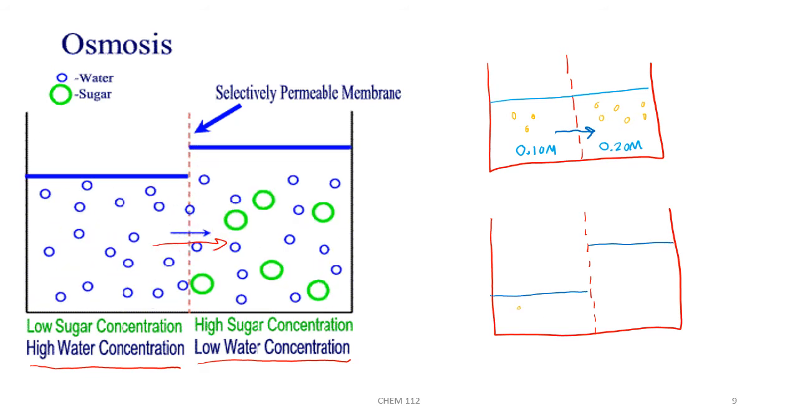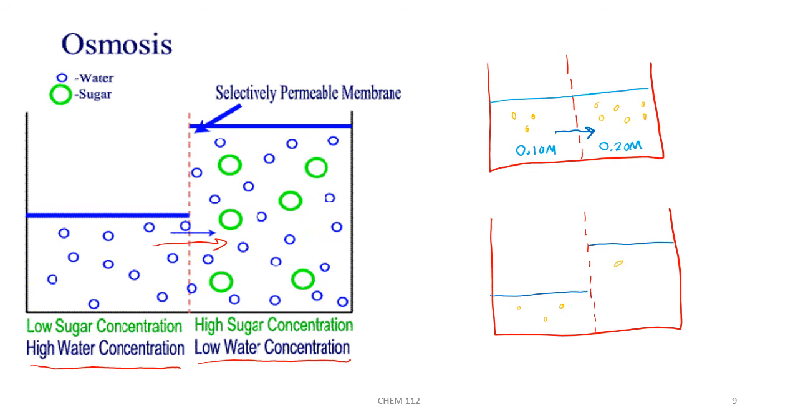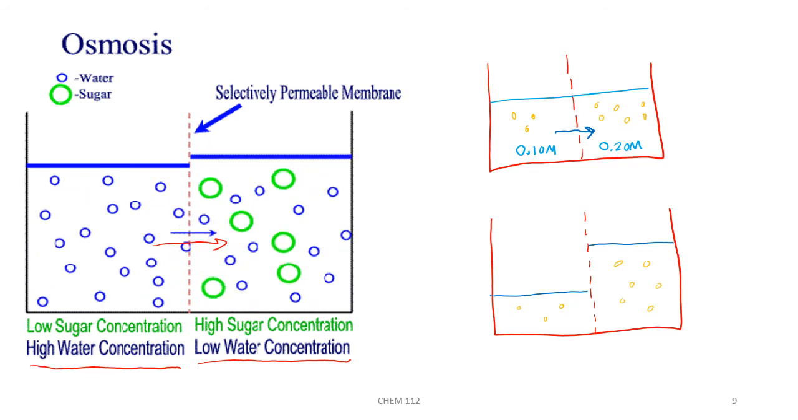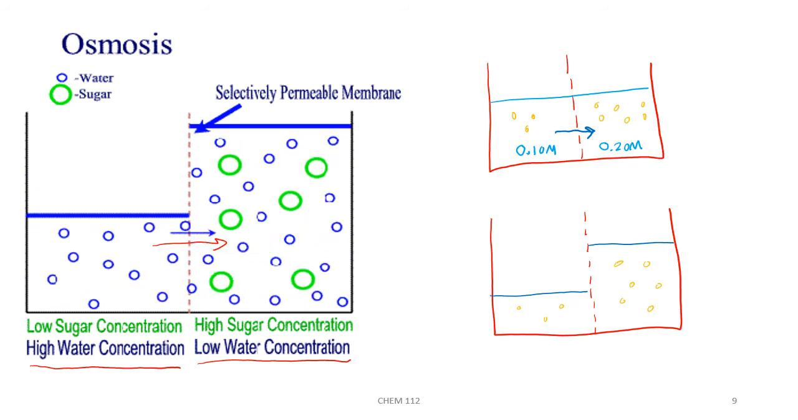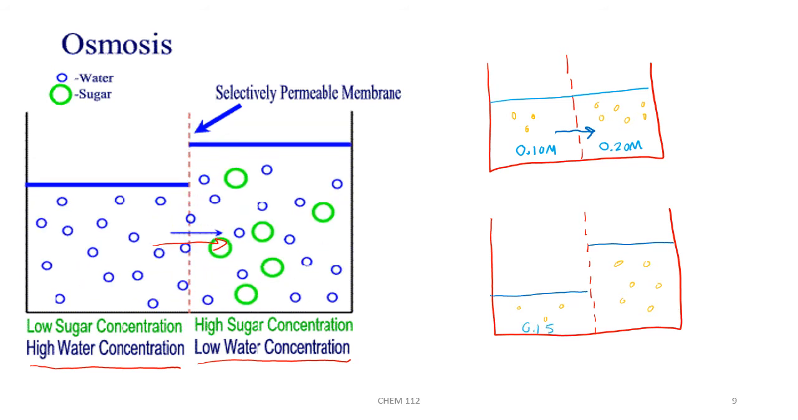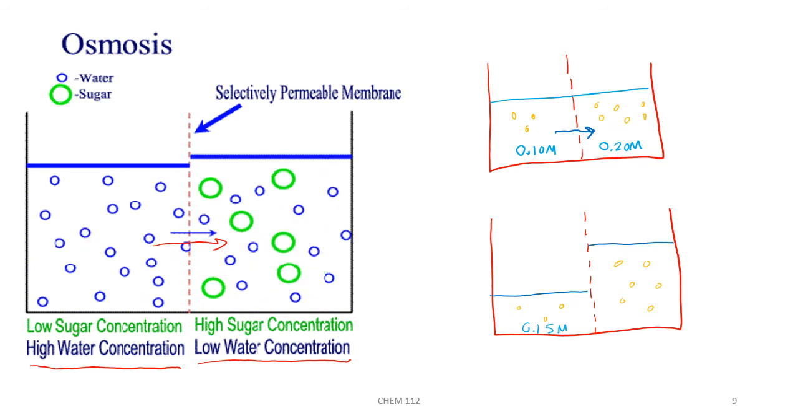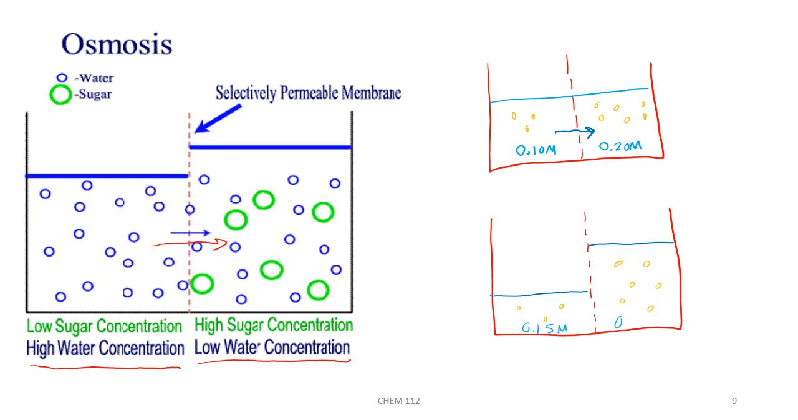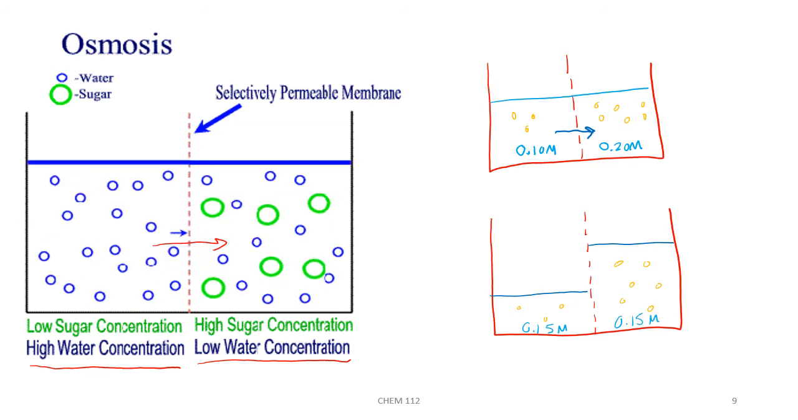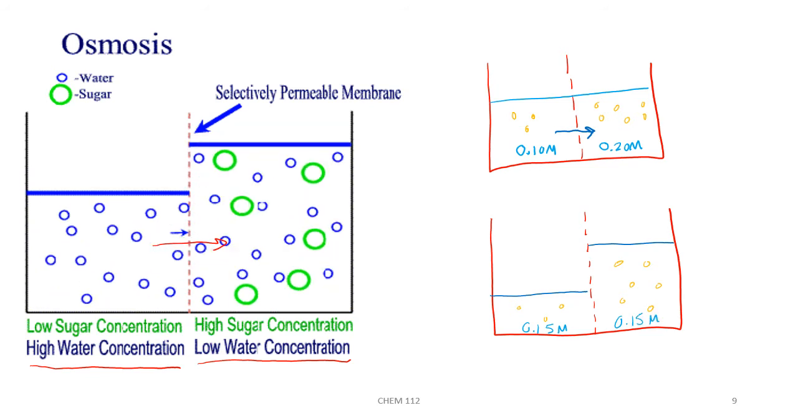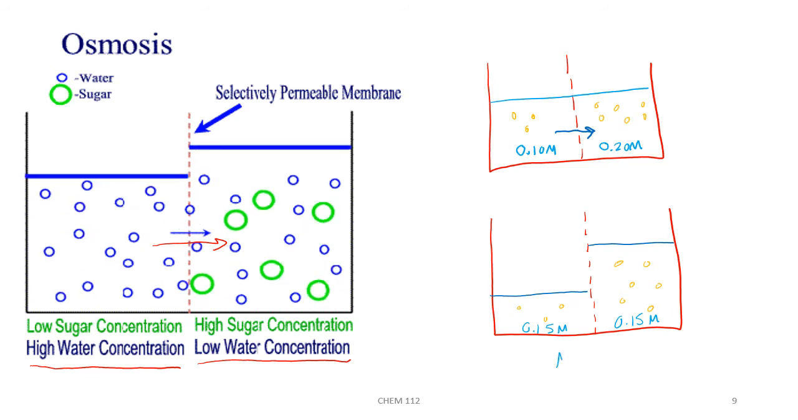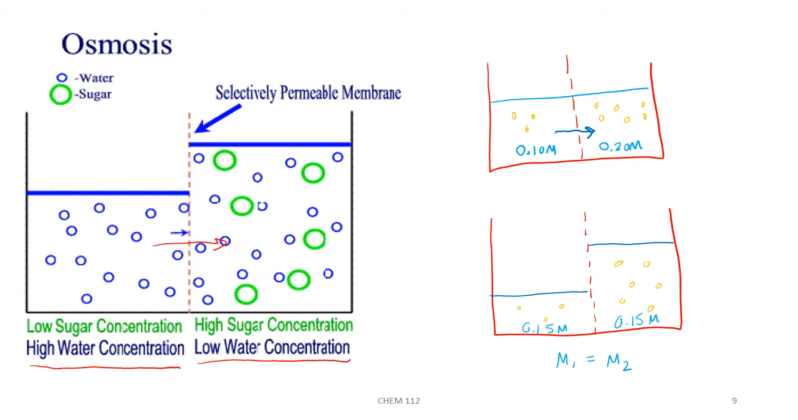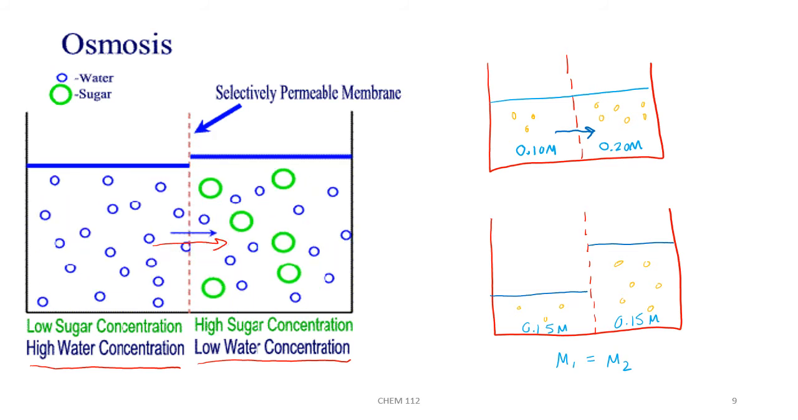We would still have 3 solute particles, and we would still have 6 solute particles over here, but now the concentrations have changed. Now we can imagine that the concentration on the left might be 0.15 molar because we have those same 3 particles, but they're in a lower amount of solvent. And the chamber on the right is now 0.15 molar because those same 6 particles are in a greater amount of solvent. Therefore, M1 has become the same concentration as M2 through the process of osmosis.